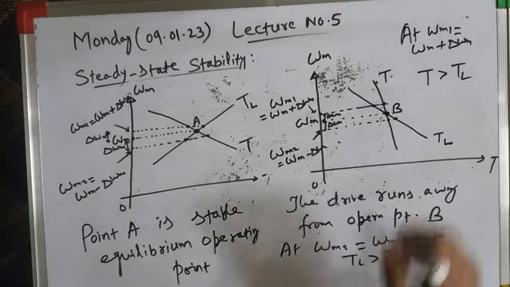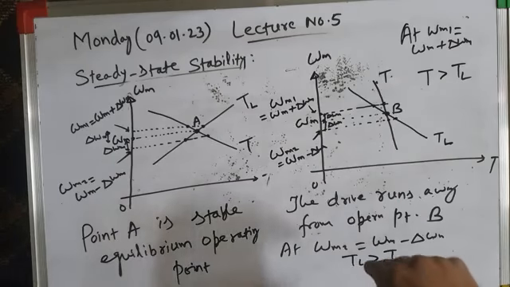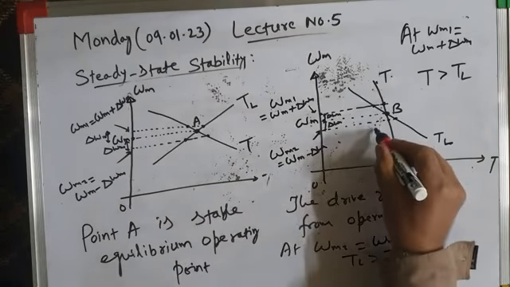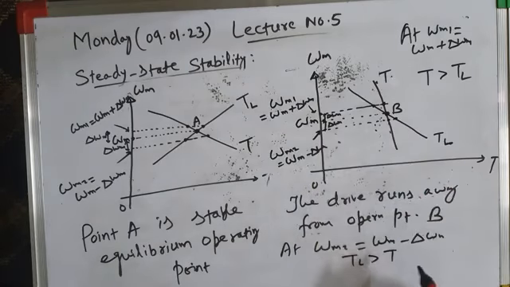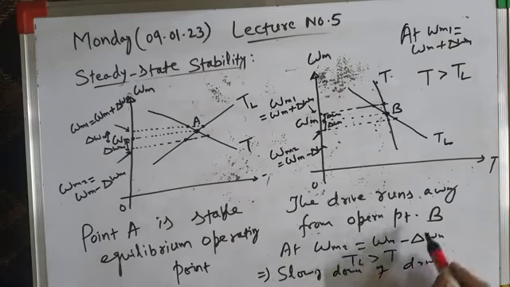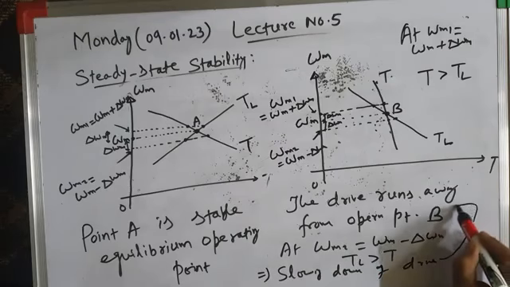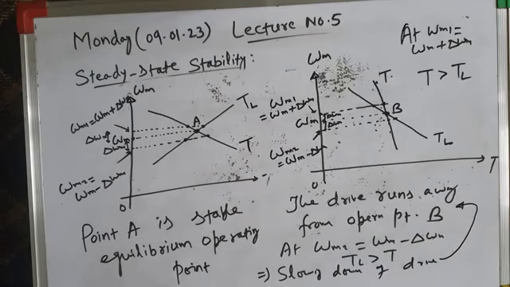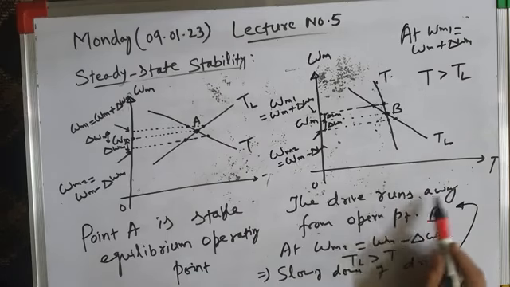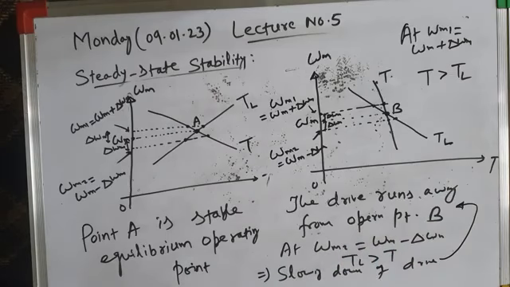And when load torque is greater than motor torque, it causes further slowing down of the drive. So the drive will keep on slowing down and slowing down. It will never come back to its original operating point. So this causes slowing down of the drive, and hence the drive again runs away from the original operating point. So this statement is true for decrement in speed also. So we can say the drive runs away from operating point B.